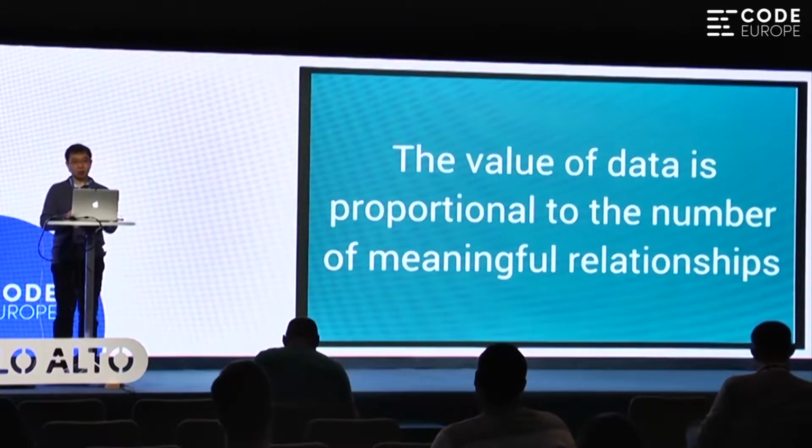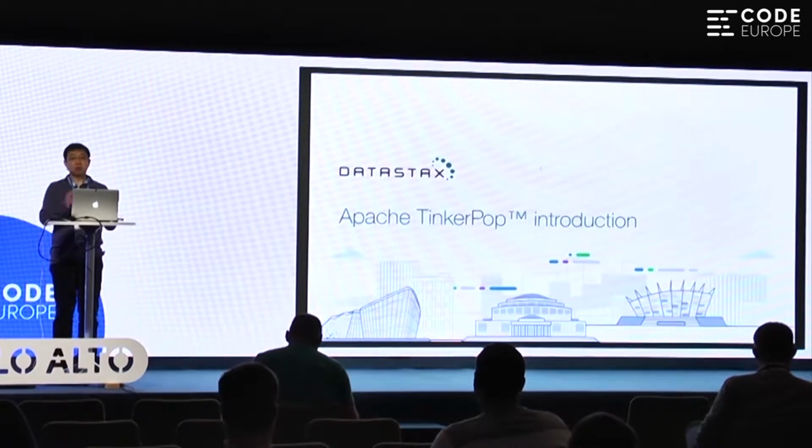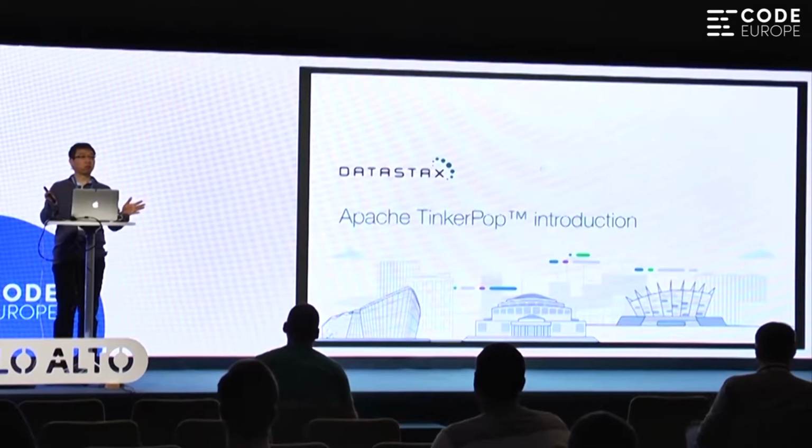So in fact, the reason to use a graph database is when you have more value in the relationships than in the raw data themselves, right? Because you can always store your big data in a NoSQL database. But if the value of your business is in the relationships, then graph databases can help you. Any questions so far? No?